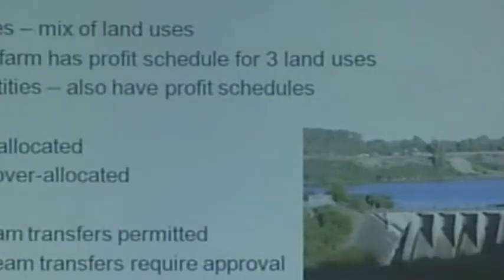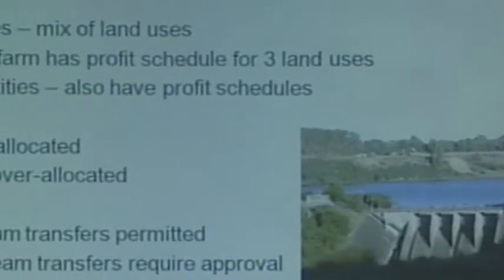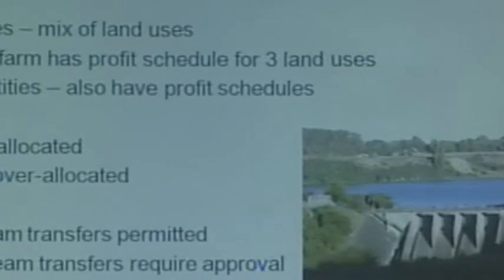So we've got 7 farming properties with a mix of land uses. Each of those properties has got a profit schedule for 3 different land uses, and each of those profit schedules tells them how their profits will vary based on water use and nutrient loss. Very stylized, very hypothetical units that are simplified down to very simple numbers, just for the purpose of demonstrating some basic principles and then engendering a discussion.